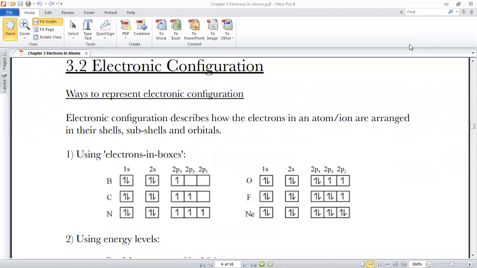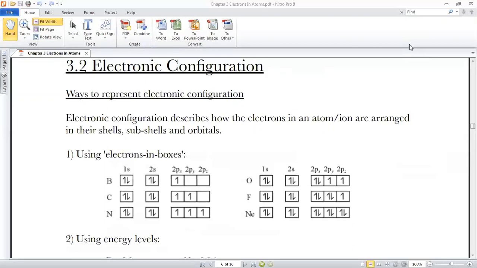But for helium, it has two electrons. Two electrons can be accommodated in an orbital, so that's why 1s can have two electrons, and there is no need for the other subshells and orbitals to be written. But when you go for lithium, then it has three electrons.